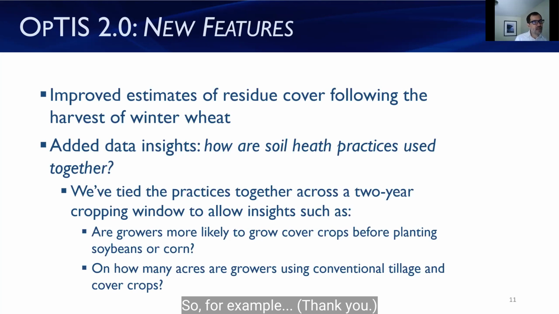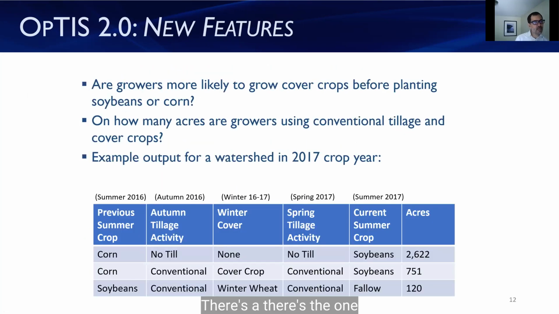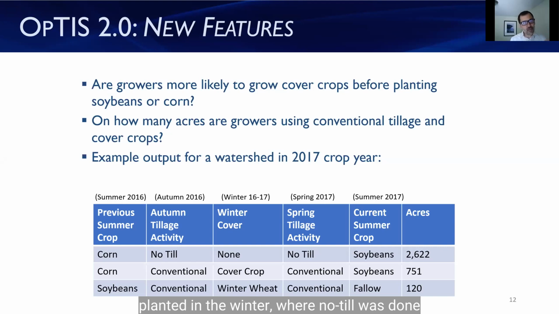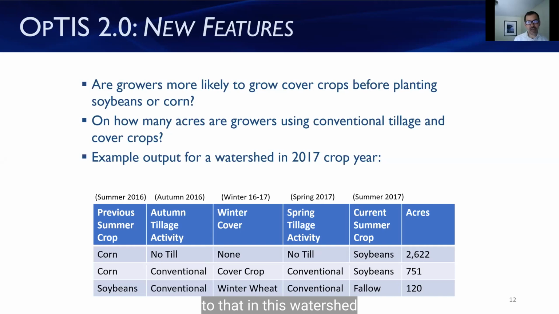So for example, is there one more slide? Next one, there we go. There's the one with the table. So for example, we can look at, in 1 year after the corn is harvested, we want to know how many acres after that corn harvest were no-tilled in the fall, where no cover crops were planted in the winter, where no-till was done in the spring, and then soybeans were planted in the summer. And now the answer to that in this watershed, near Pottawatomie County, Indiana, is 2,622. So we've really expanded the view into how practices are used in combination. And we hope that this added level of detail allows for a more flexible and expansive view into the practices.